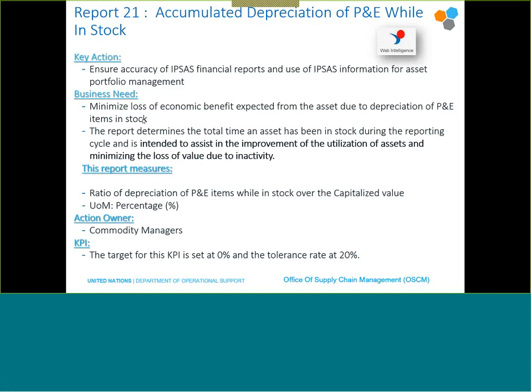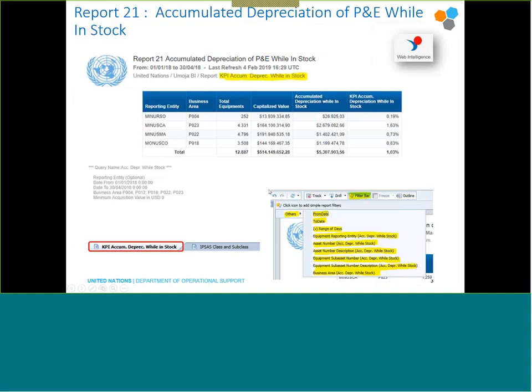In terms of measurement, the measurement itself is the ratio of depreciation of the fixed assets while they are in stock over the capitalized value, and that of course will give you a percentage of depreciation of all those items that are in stock. The action owner will be community managers, and as I said before, the KPI is set at 0% with a tolerance rate of 20. So as you can see on the screen, in this icon.